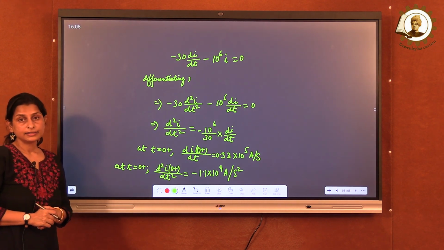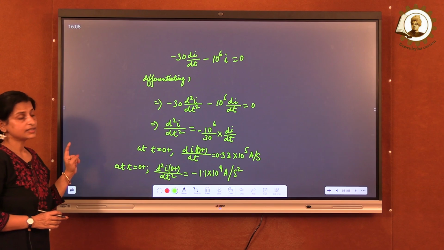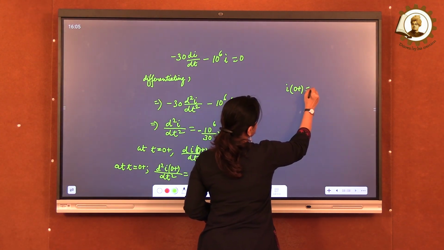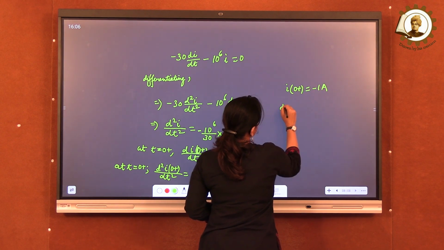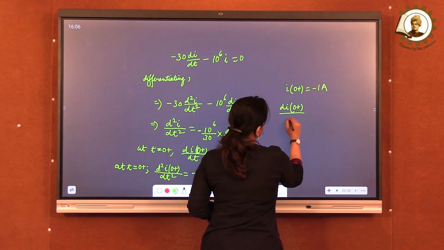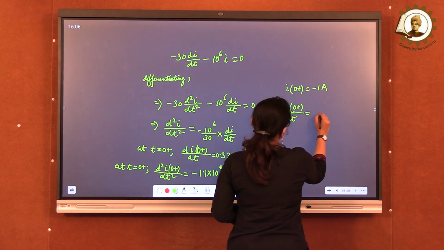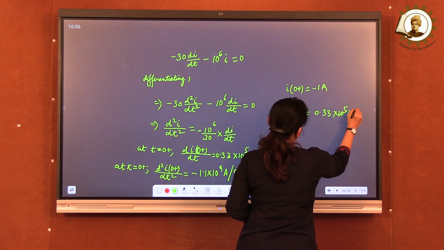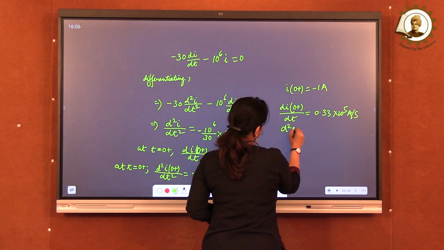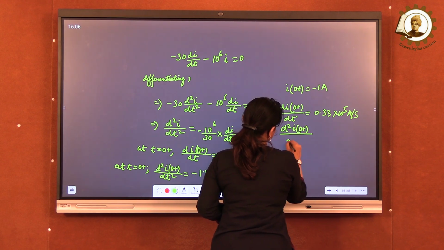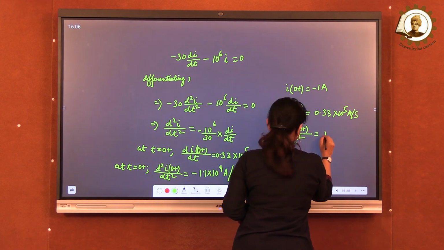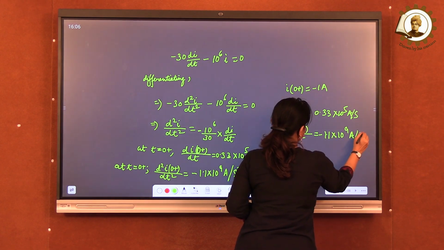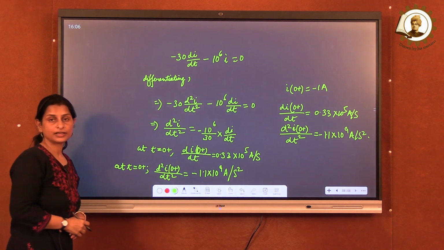Here we have got I at t equal to 0 plus as minus 1 ampere, then dI at 0 plus by dt as 0.33 into 10 to the power 5 ampere per second, and d2I at 0 plus by dt2 as minus 1.1 into 10 to the power 9 ampere per second square. So this is the solution for this numerical. Thank you.